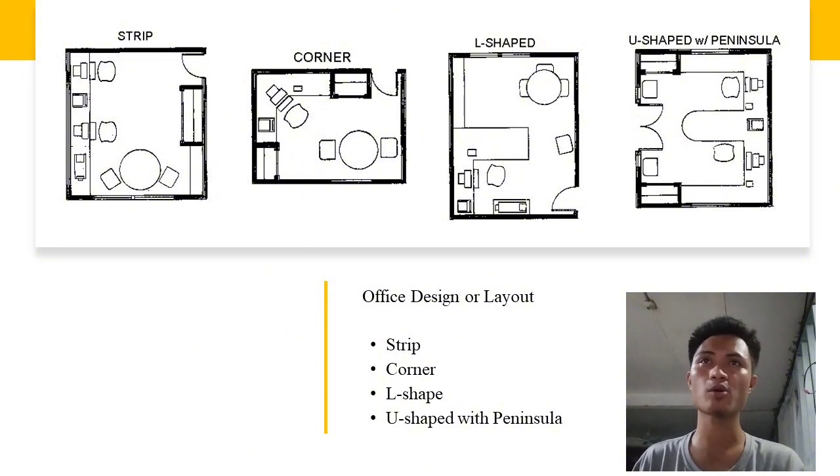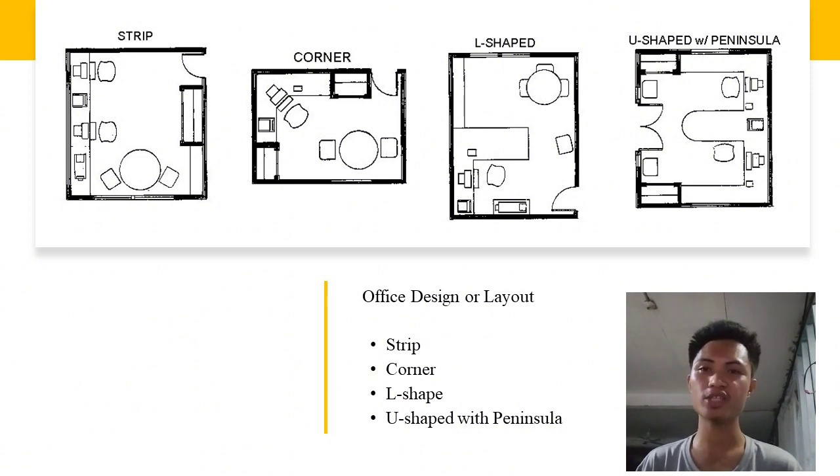Next is the corner layout, as shown in the picture. Corner layout positions workstations or desks in a corner of the office space. This layout optimizes space and provides employees with two adjacent walls for placing furniture or equipment. It can be a cozy and organized workspace.